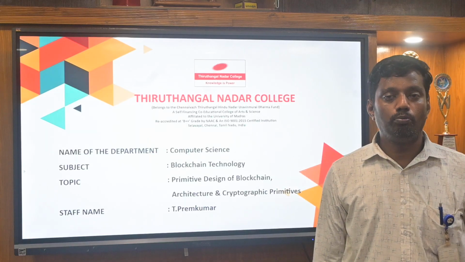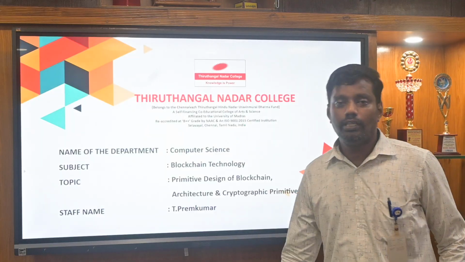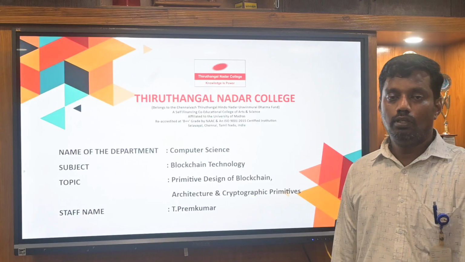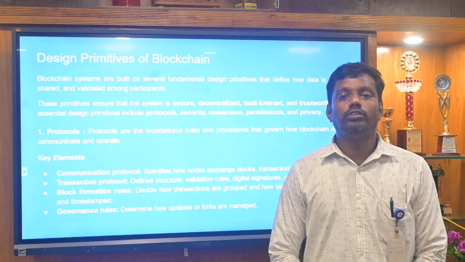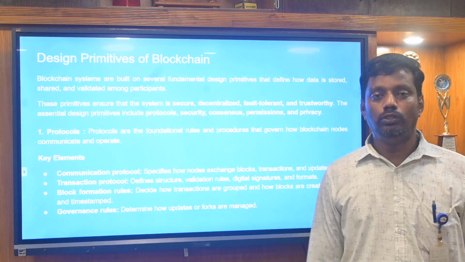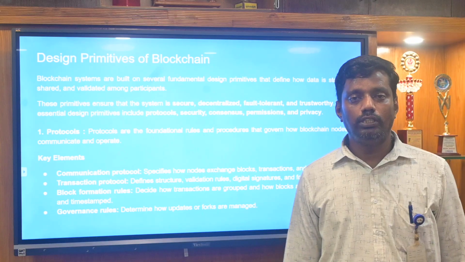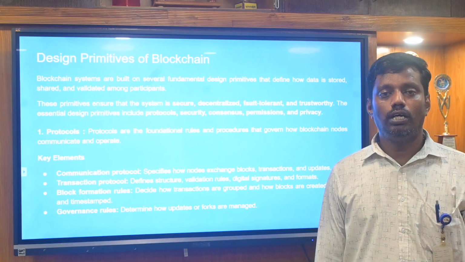Today I am going to take a topic on blockchain, which covers the primitive design of a blockchain, architecture as well as the cryptographic primitives. So what is meant by the blockchain generally? I want to tell you about that. Blockchain is one of the mechanisms which is used to secure our data, and we cannot alter it once it has been added into the network. That is the general information about a blockchain.